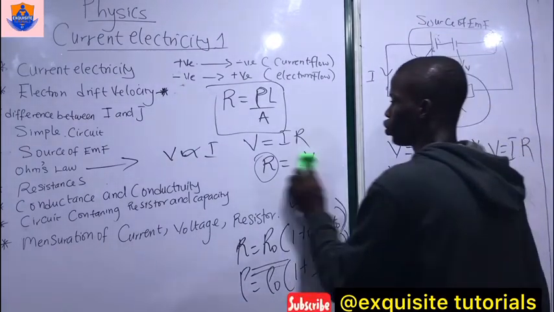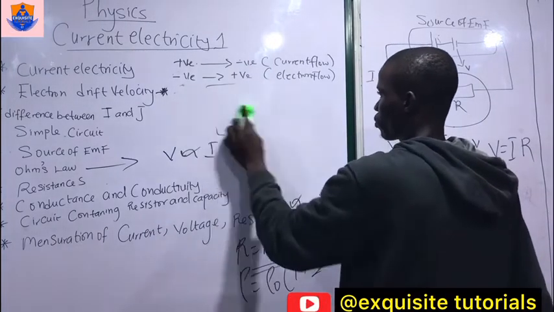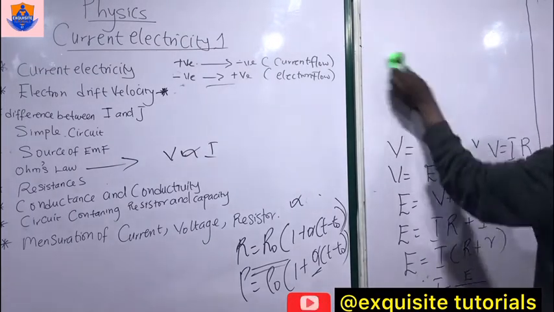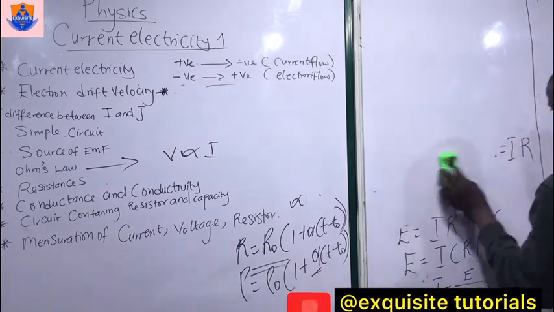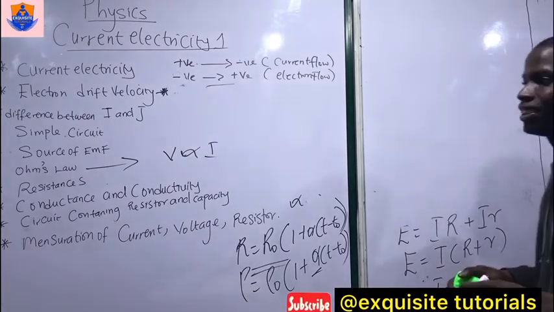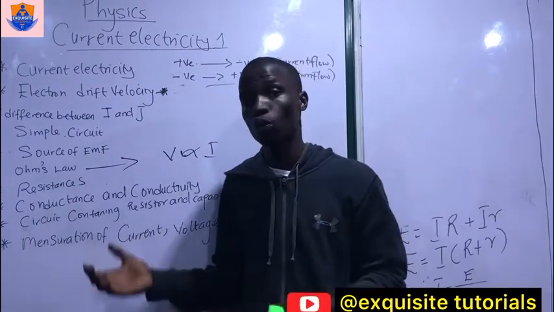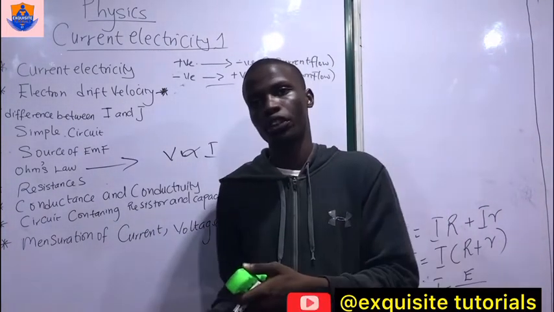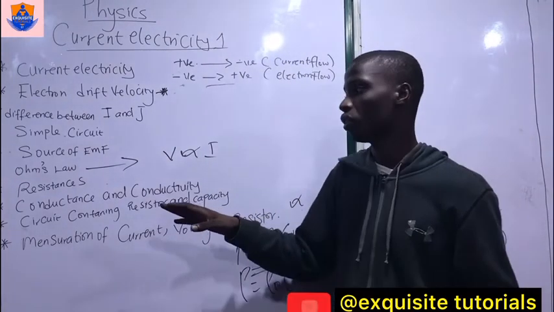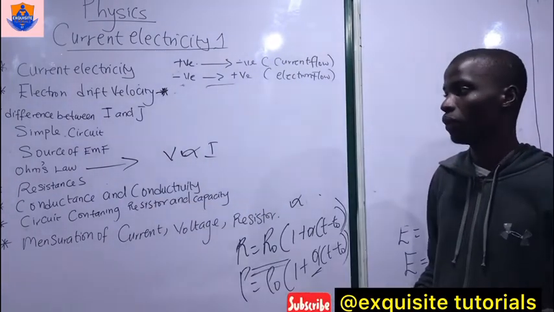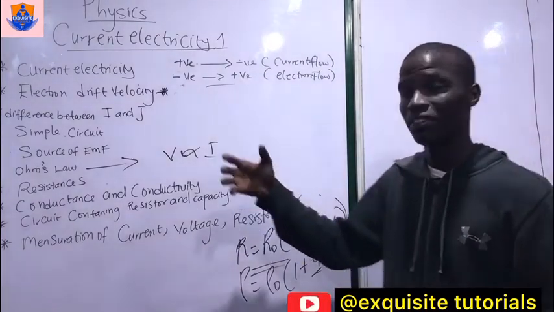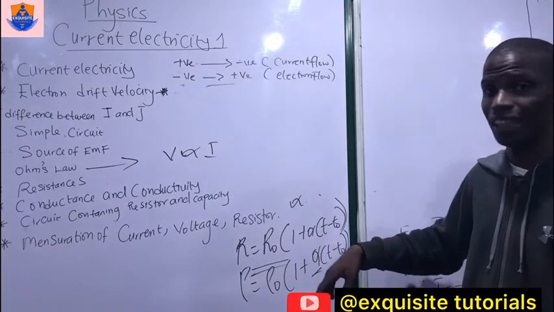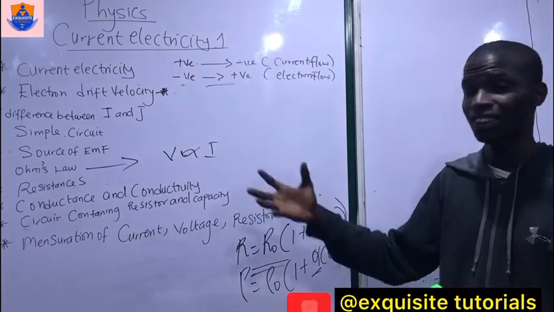Then I'll be talking about conductivity. Just as resistance is the property of a material to oppose the flow of current through it, there is a property of a material that induces the flow of current through it. That property is called the conductance of a material. The same thing with conductivity: just as we have resistivity, we also have conductivity. Take note, resistivity and conductivity are like constants for resistance and conductance.